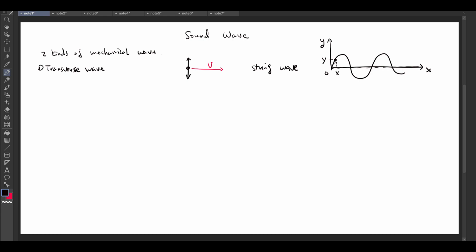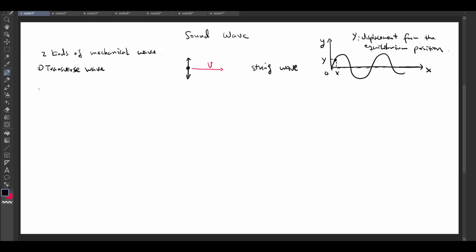So Y represents the displacement from the equilibrium position. And the horizontal line I drew here is the equilibrium position for each particle. When they're not oscillating, they're sitting right along this line.